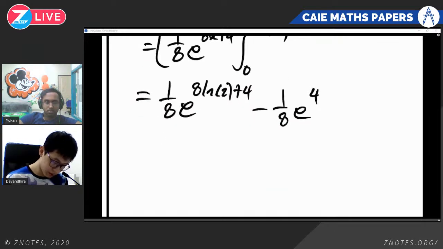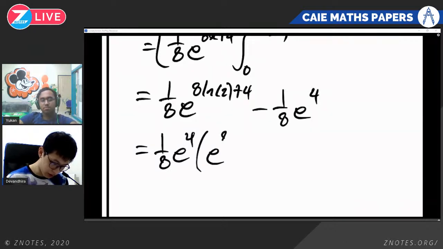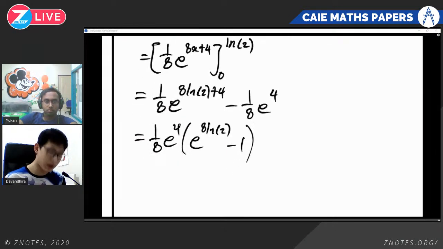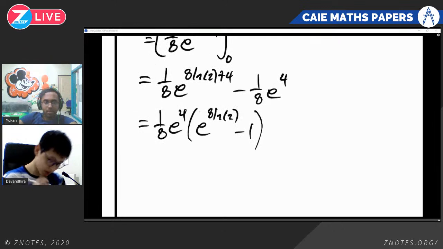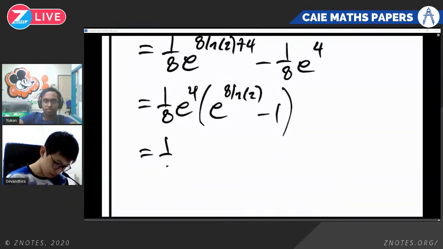From here, I would personally factor out 1 over 8 e power 4. So we have 1 over 8 e power 4 multiplied by e to the power of 8 ln 2 minus 1. Is that correct? How can we simplify this? You can raise 2 to the 8th power and cancel the e and ln.